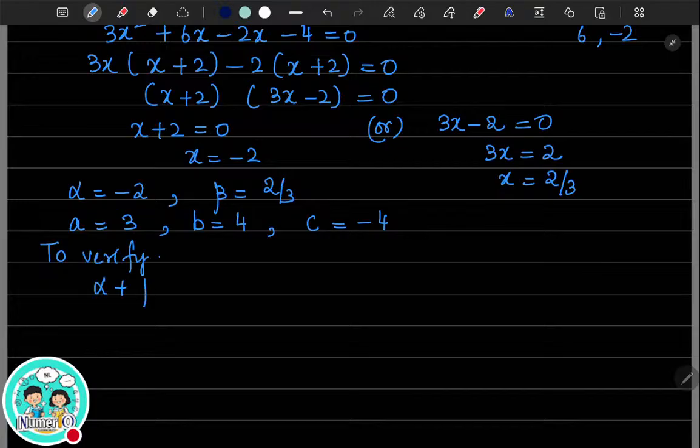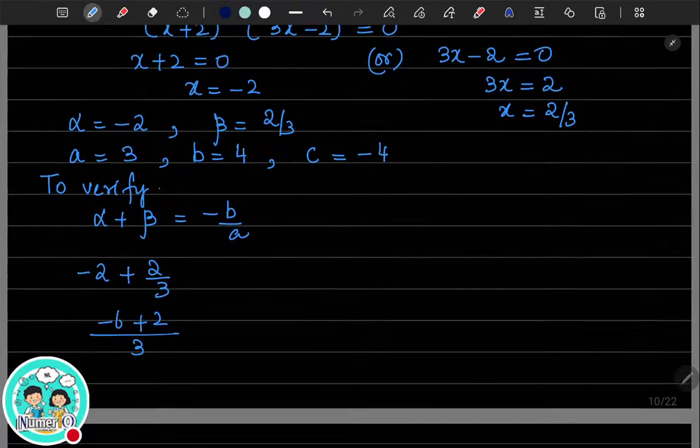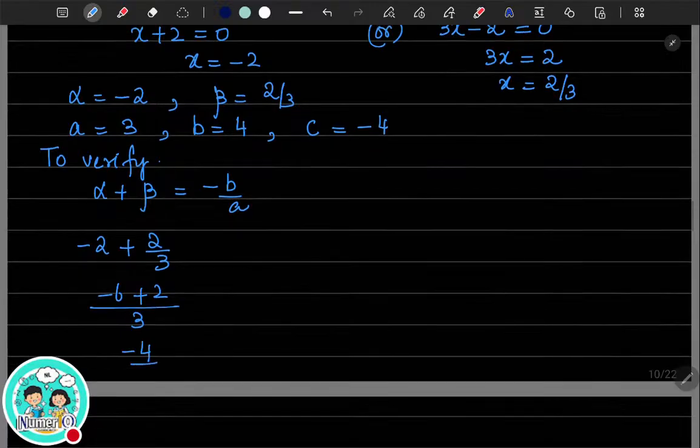So alpha plus beta is equal to minus b by a. What is alpha? It is minus 2 plus 2 by 3. So you have your LCM is 3. So 3 into minus 2 is minus 6 plus 2, which is nothing but you are getting it as minus 4 by 3. What is our minus of b is nothing but minus 4 by 3. So your RHS is also minus 4 by 3, hence verified.